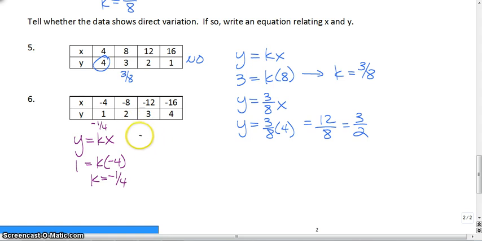We can try it with negative 8 and 2. So we've got 2 is equal to k times a negative 8. Divide both sides by a negative 8, and we're going to get k is equal to negative 1/4. So this is also negative 1/4. And as you can imagine, if you kept on trying it for the rest of them, they would all be negative 1/4 for their constant of variation, which means yes, this is direct variation.